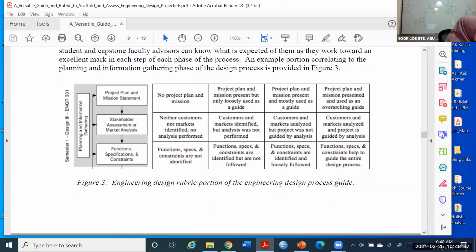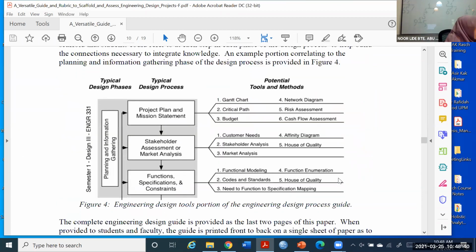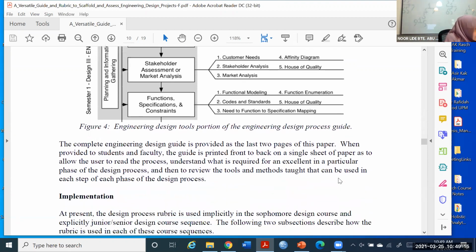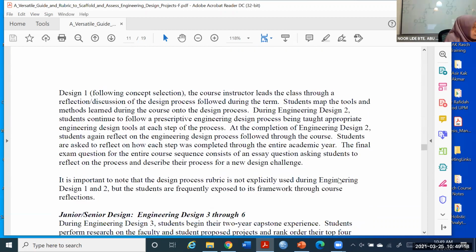Okay, and then they also specify what are the things that students have to use, what knowledge they have to use. So when they're talking about planning and information gathering, they also identify the tools that the students have to use. They have to use a Gantt chart to show the project plan, budget, for stakeholder assessment, what are the customer needs, the stakeholder analysis, the market analysis, and so on and so forth. Okay. Now, let's look at the rubrics.